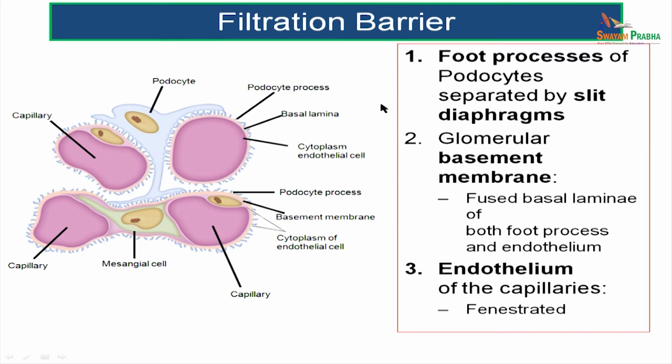The third thing which constitutes the filtration barrier is the endothelium of the capillaries, which is fenestrated. So, three things constitute the filtration barrier. One is the foot process of the podocyte, second is the glomerular basement membrane, and third is the endothelium of the capillaries, which is fenestrated, through which filtration is going to occur.